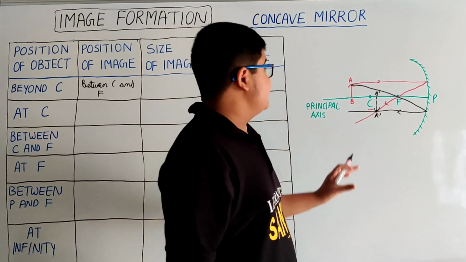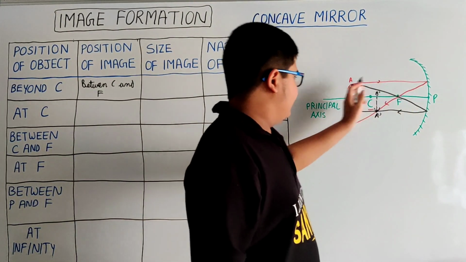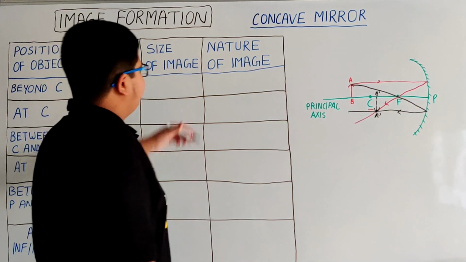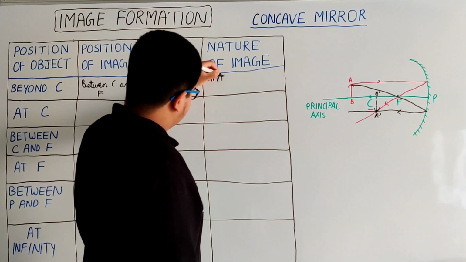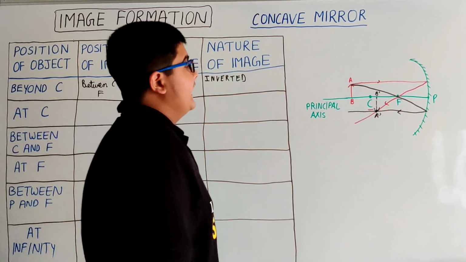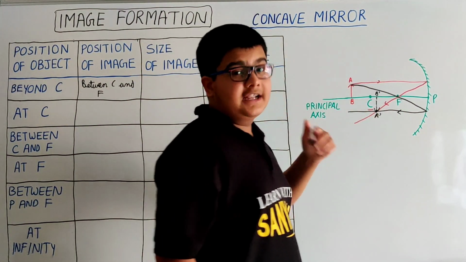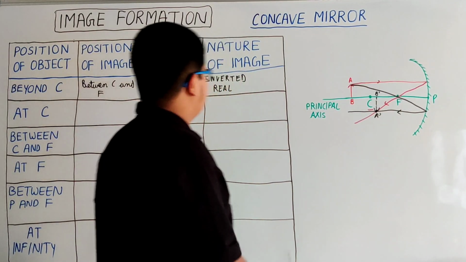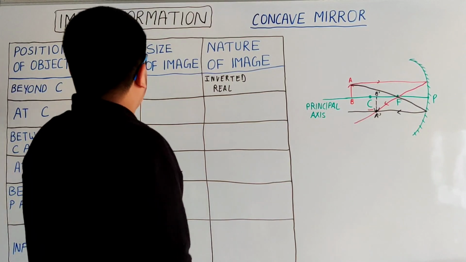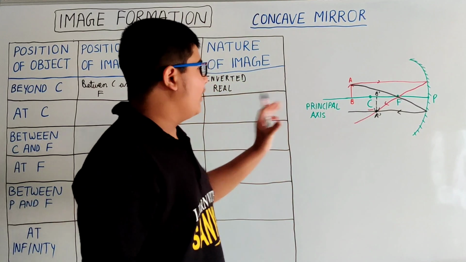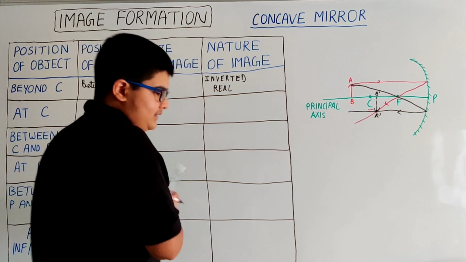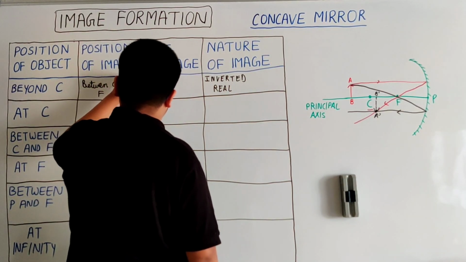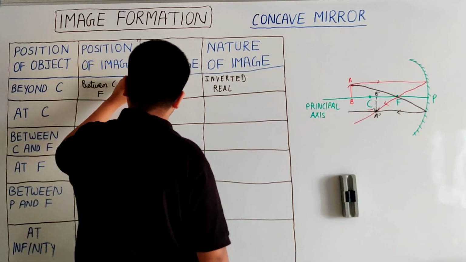Now you may observe that this image is inverted. This is because both of the rays are coming from the point A and they are meeting below the principal axis. That's why this image formed is inverted. So in nature we can say that the image is inverted, and also you can observe that both of these rays are actually meeting at a point. Actually meeting rays means that a real image is formed. That's why in nature we will write that image is inverted and real. And in size, you can observe that this image is slightly smaller than the object. So we can write slightly diminished, in the size of object.